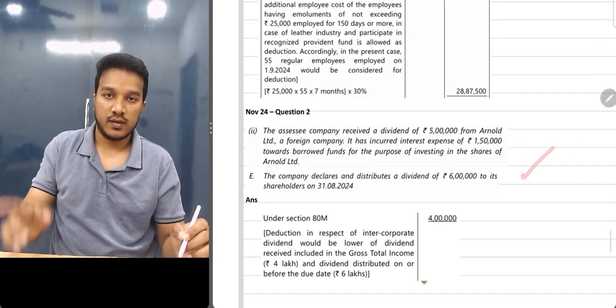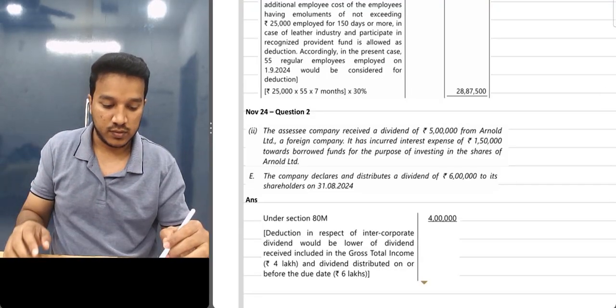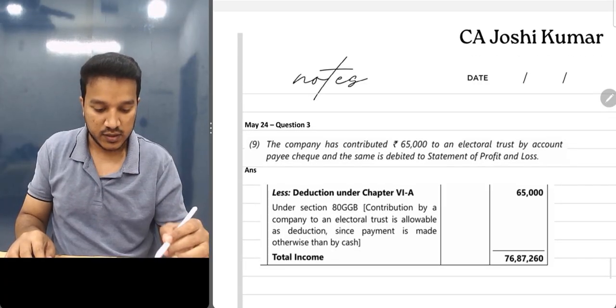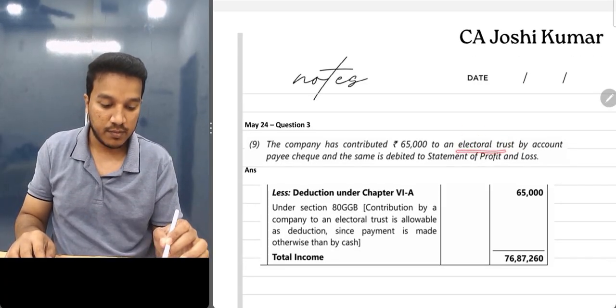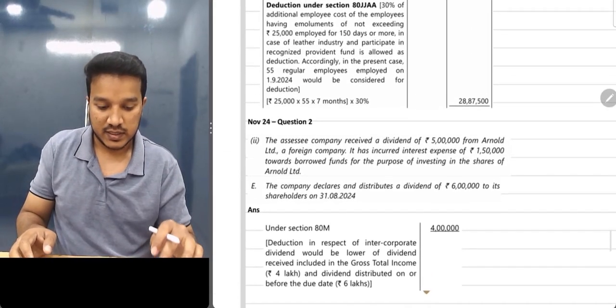This is the interest part, the dividend. You took a loan and you invested that amount, so this is that. And then the other one is your electoral, company investing, company donating to a political party or electoral trust. So do these questions, they are easy.